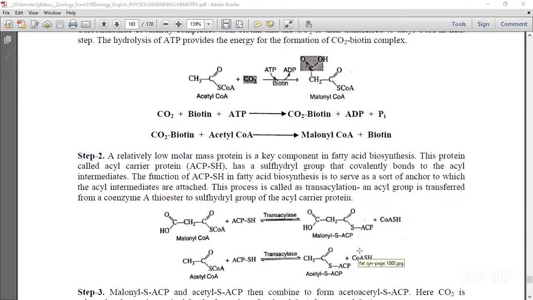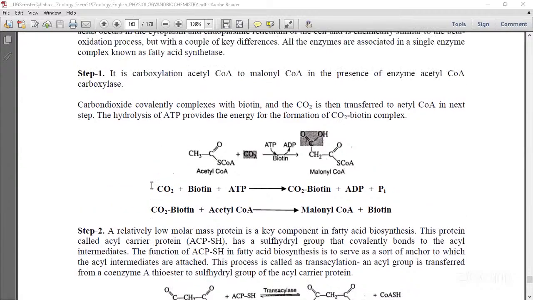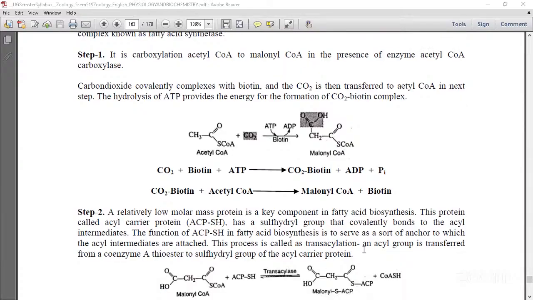In the next step, the acyl carrier protein has a sulfhydryl group, which forms covalent bonds to the acyl intermediates. The function of acyl carrier protein in fatty acid biosynthesis is to serve as a sort of anchor to which the acyl intermediates are attached. This process is called transacylation.